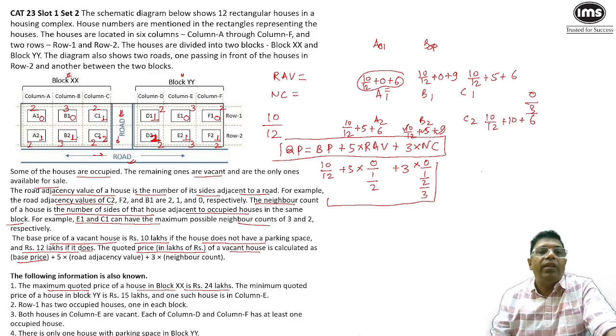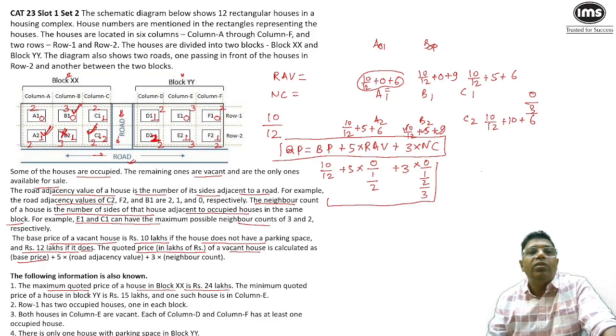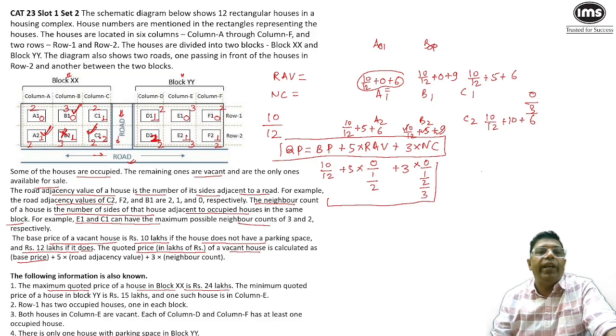Now imagine if B2 has got a price of 24 lakh. In that case, it has all the 3 adjacent houses occupied. So I'm just putting a tick, tick and tick. And B1 itself will be vacant house. So now in block XX we know A2, C2 and B1 are occupied. B2 is empty. It has got a 24 lakh value.